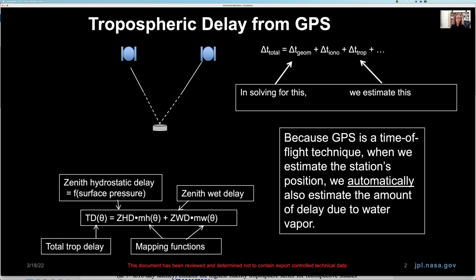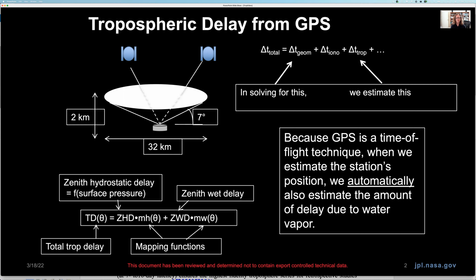Now that total troposphere delay can be further broken down into two pieces, one hydrostatic or dry delay, and also a wet delay. The hydrostatic delay is a function of surface pressure, and the wet delay varies according to how much water vapor is in the atmosphere. There are also mapping functions that describe how the signal differs as it is slanted away from vertical.